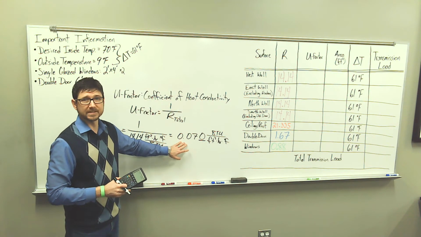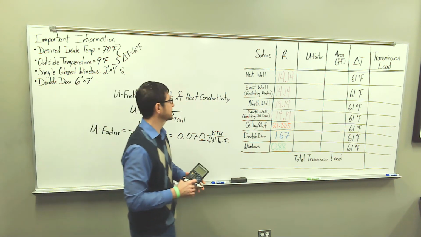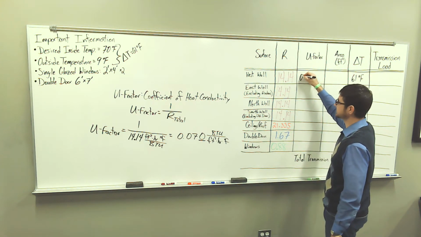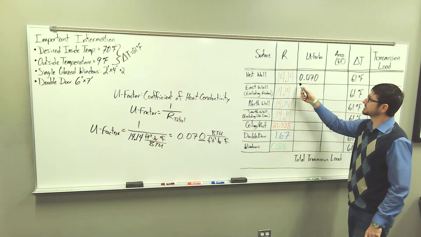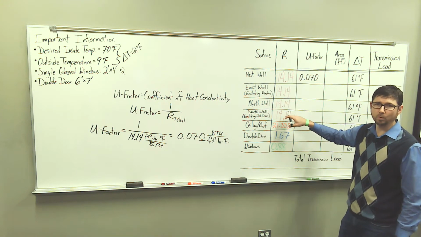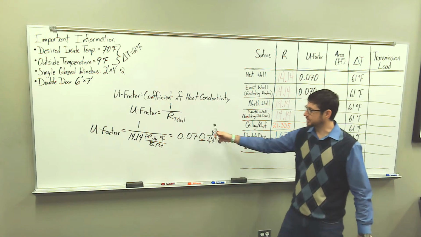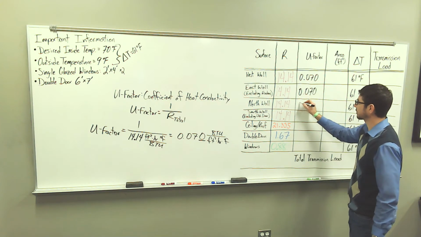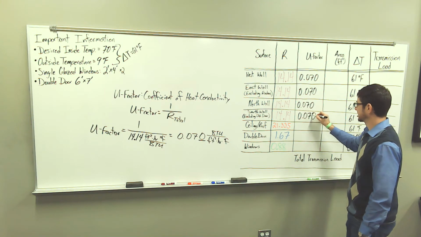What we want to do is transfer our calculated value for U factor into table 5. So U factor for the west wall is 0.070. Well, let's take a look at the total R value. It's the same for our 4 walls. So since the total R value is the same, we're going to get the same answer for the U factor. So for our 4 walls, 0.070. Okay?